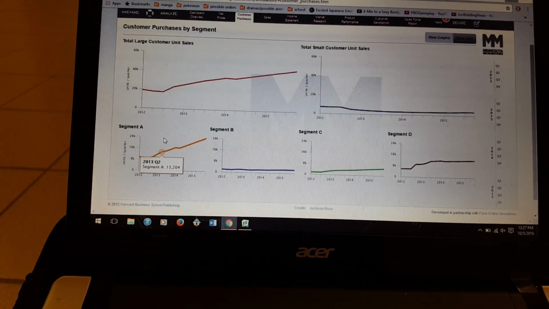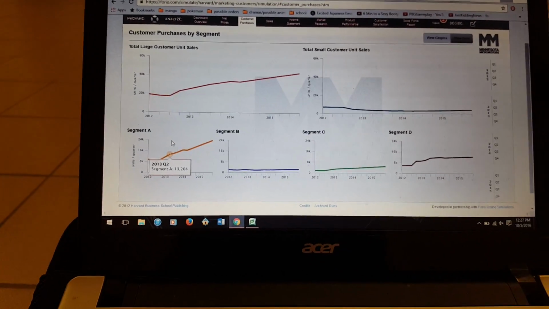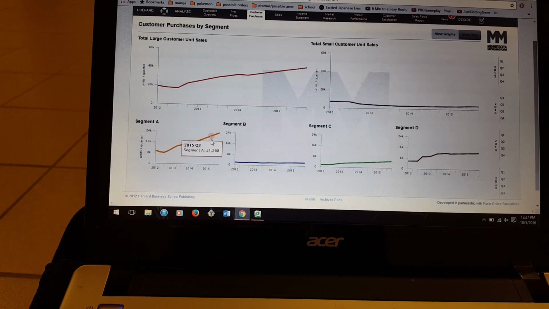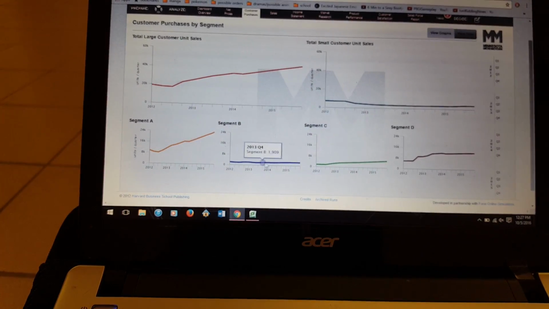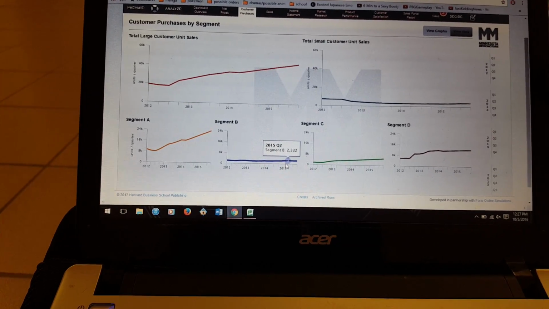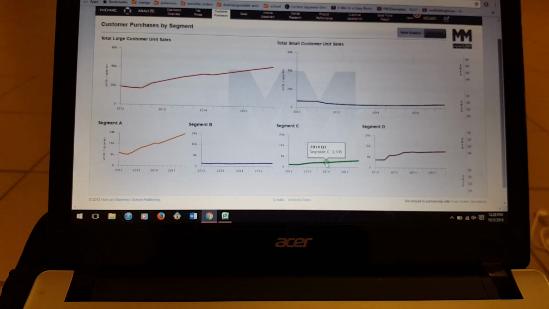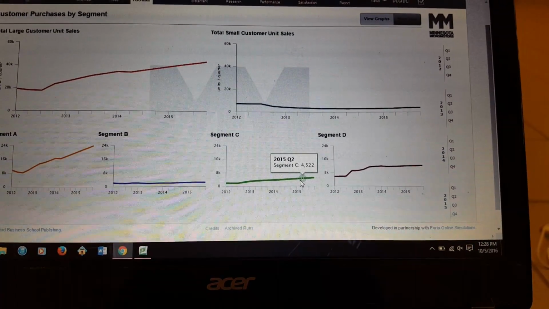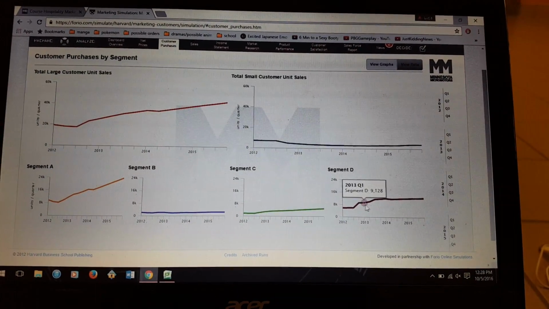Same thing goes with segment A. However, segment A is not price sensitive. So regardless of how much I price my product, segment A will constantly buy as long as the quality of the product for power to size ratio is good. Segment B I did not touch, so there's a stable line at a very low rate for segment B. Segment C I did focus a little bit of time on, and thus it shows in my graph where it's slightly higher. Segment D is price sensitive, so as long as I give them a good discount and a good price, they'll slowly start to buy my product.